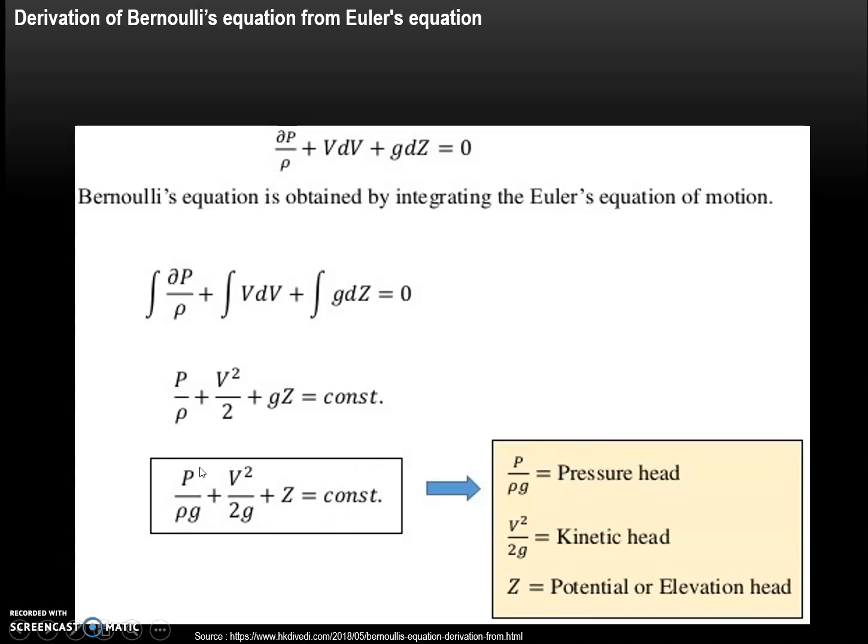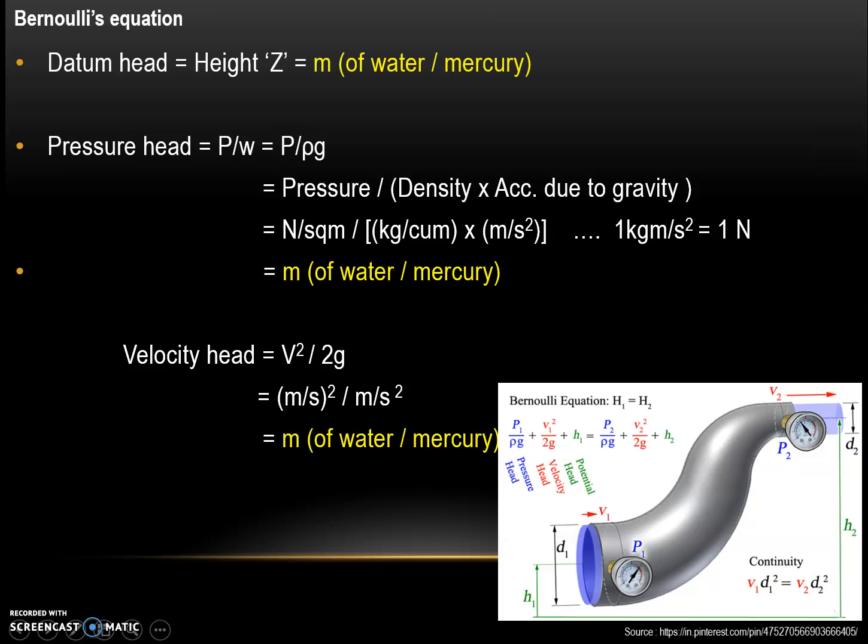The first term, that is p by rho g, is known as pressure head. The second term, that is v square by 2g, is called kinetic head, and the third term, that is z, is known as potential or elevation head. So, the sum of all three should be constant. Datum head is the height z and its unit is meter of water or mercury, that is the liquid under consideration. Pressure head is P by W.